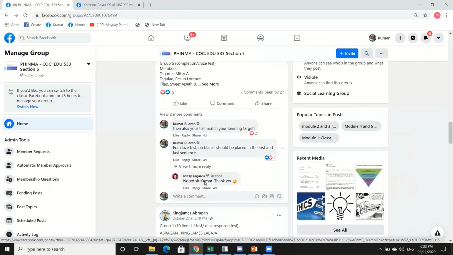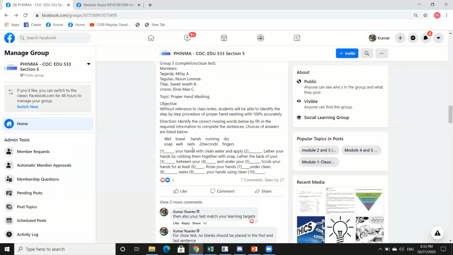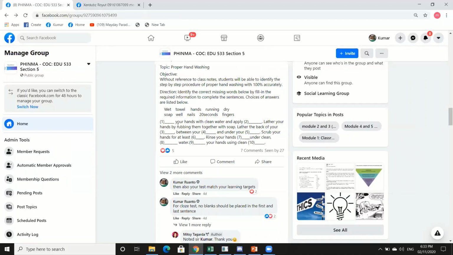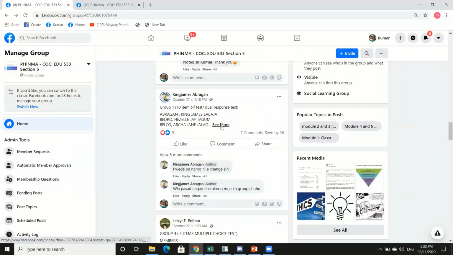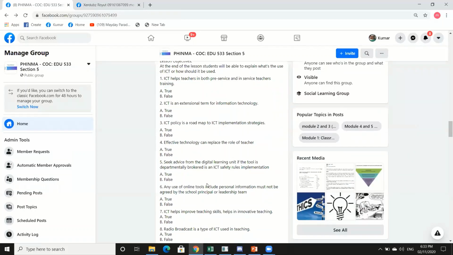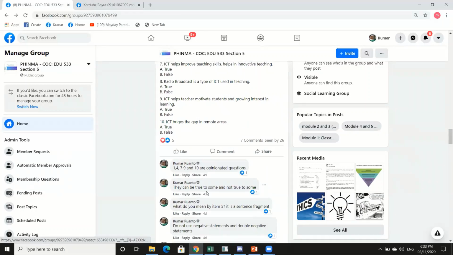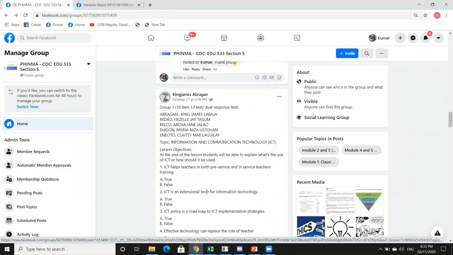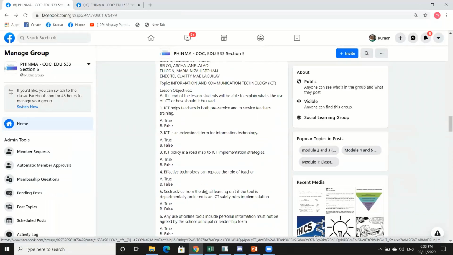Okay, let's move on to group number 5. They are assigned to close tests. Again, no blanks should be placed at the beginning, the first sentence, and at the last sentence. Okay, let's have number 1. My comment here.